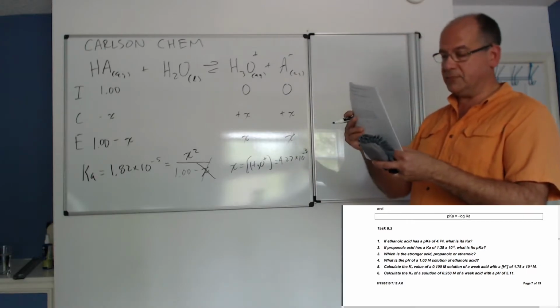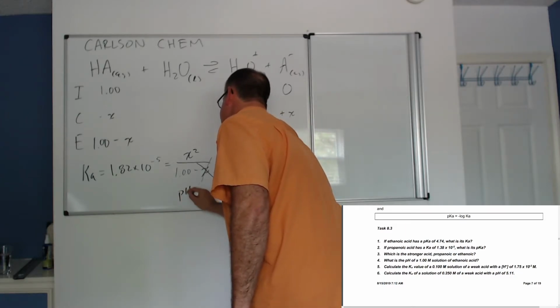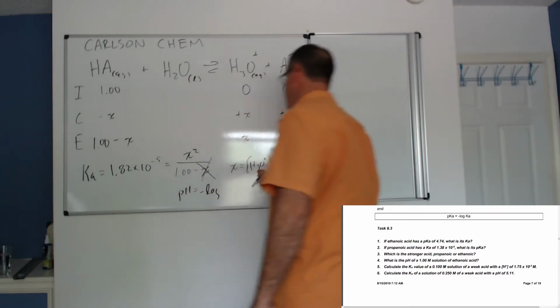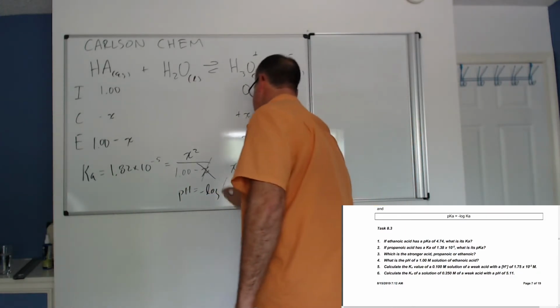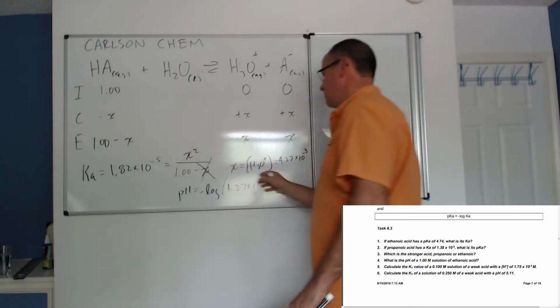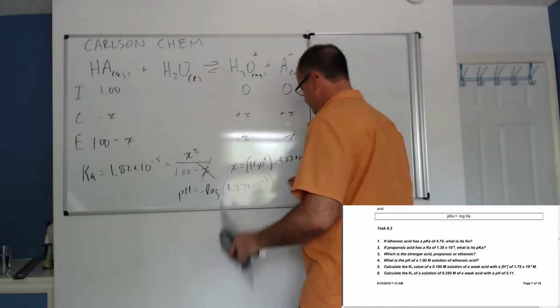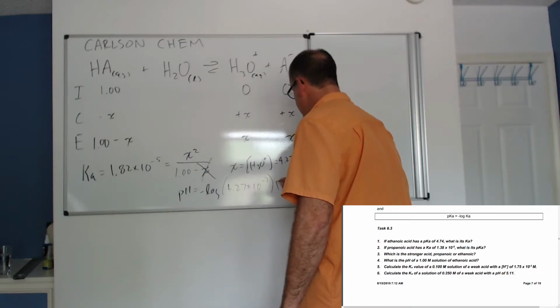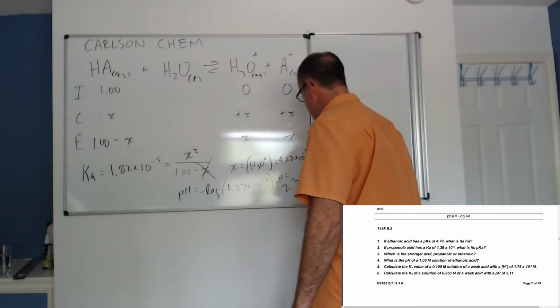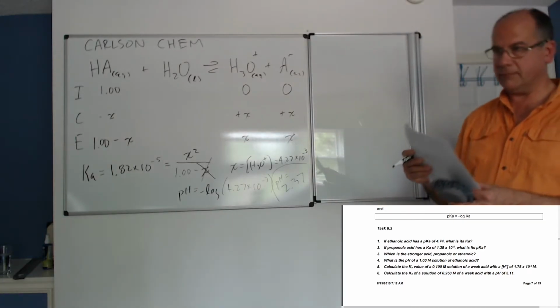Now what it's asking is what's the pH, okay? So don't forget the pH is the negative log of what you just did. Negative log of 4.27 times 10 to the minus 3. So that's just calculator work. Plug it in and you should get 2.37. pH equals 2.37. That's your answer for task 8.3, number 4.